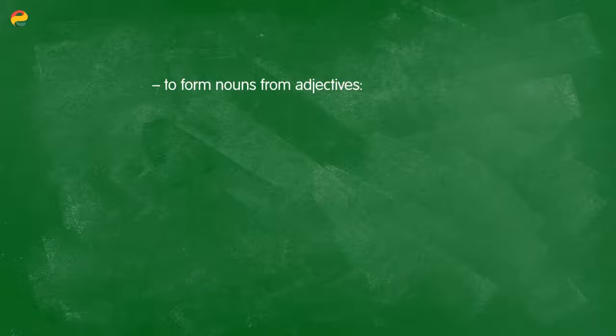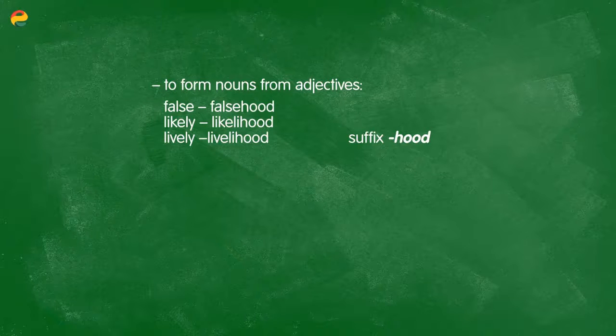We have three more endings that we can use to make nouns from adjectives. So if it seems like a lot, don't worry. We have the hood ending, H-O-O-D, that we use with words like false to make falsehood, or a lie. We have likely, which turns to likelihood, which talks about the chance of something happening.